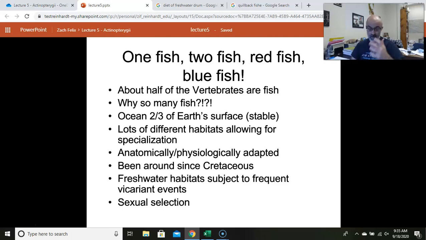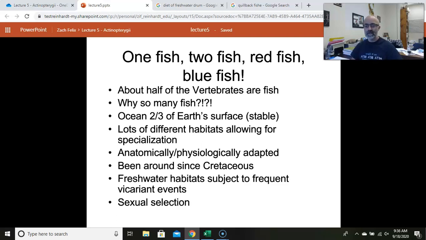The oceans are pretty stable, but freshwater habitats are not, so we see these vicariant events where streams change course, and one stream becomes two. You get lots of changes. Ponds dry up and become two different ponds. Take one population, split it into two. When we talked about speciation, that's really what we're talking about: taking one group and splitting it into two. And once they become geographically or spatially isolated, genetic isolation is sure to follow, right?